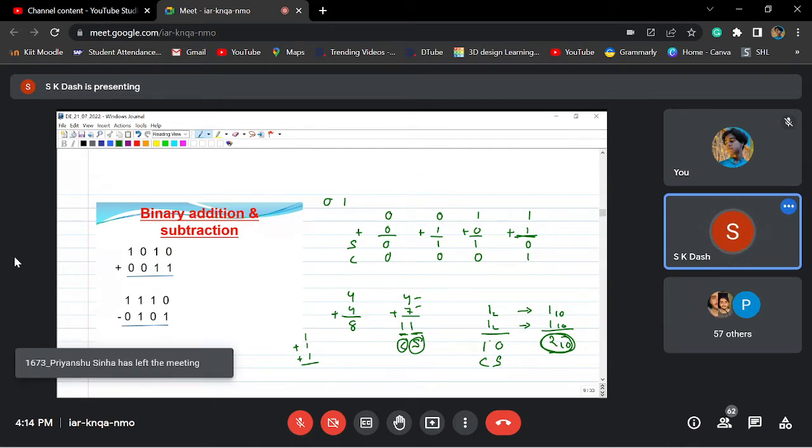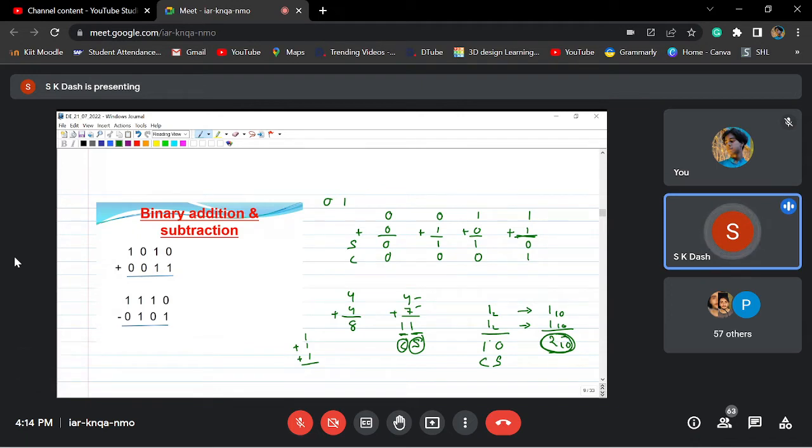Whenever you add, you will only get two results. One will be the sum, one will be the carry. So we are not bothered about what is happening inside. In the end, what we should get.